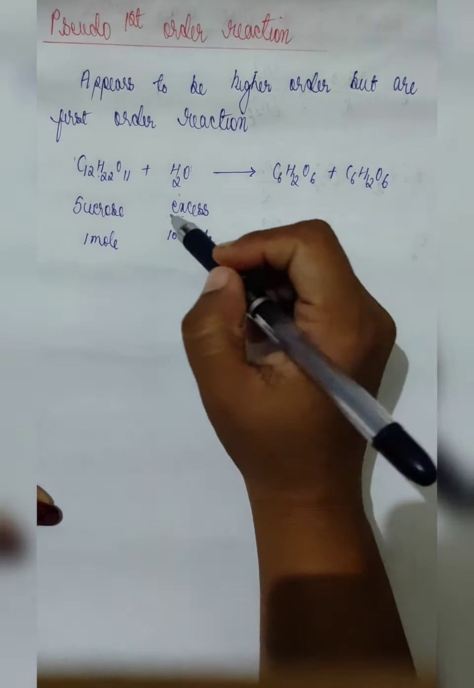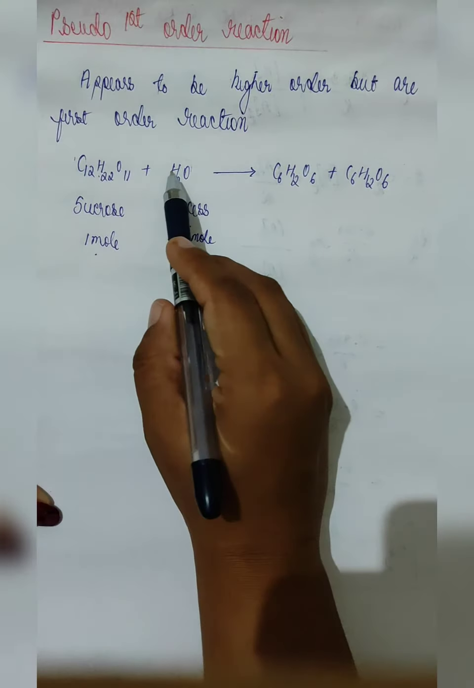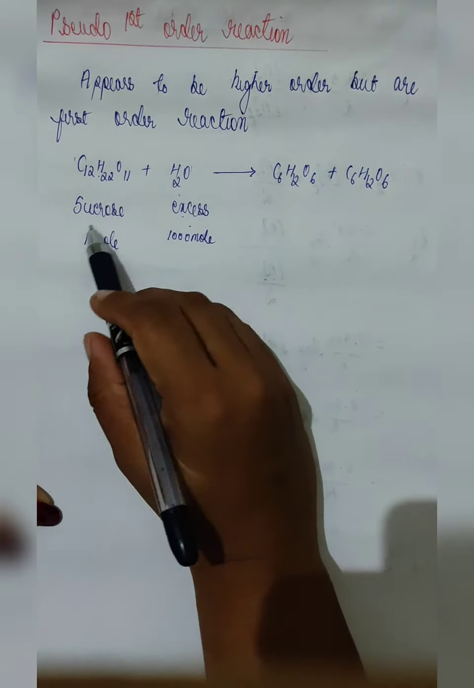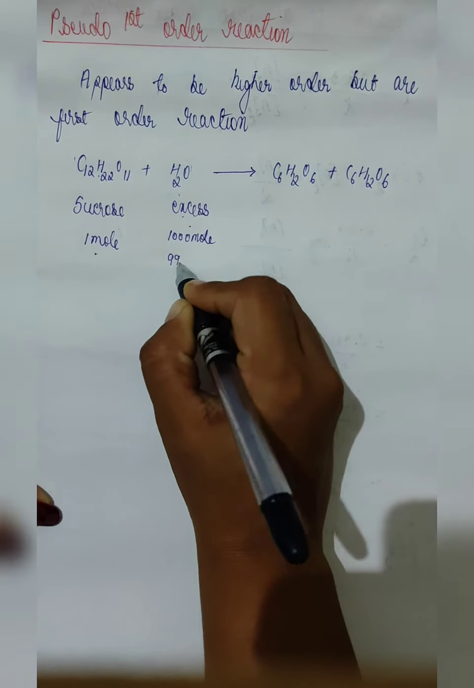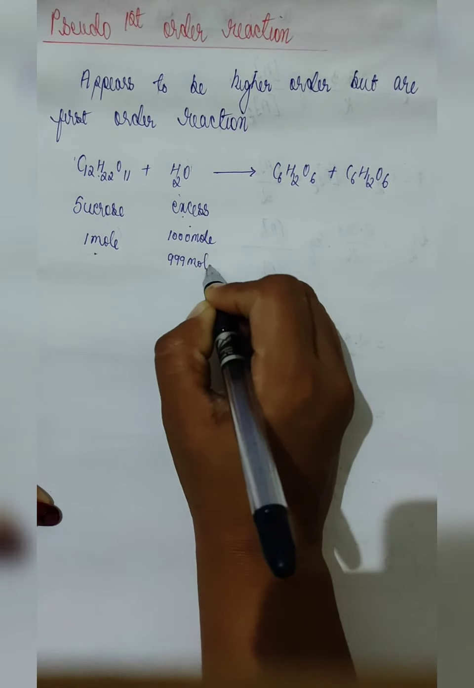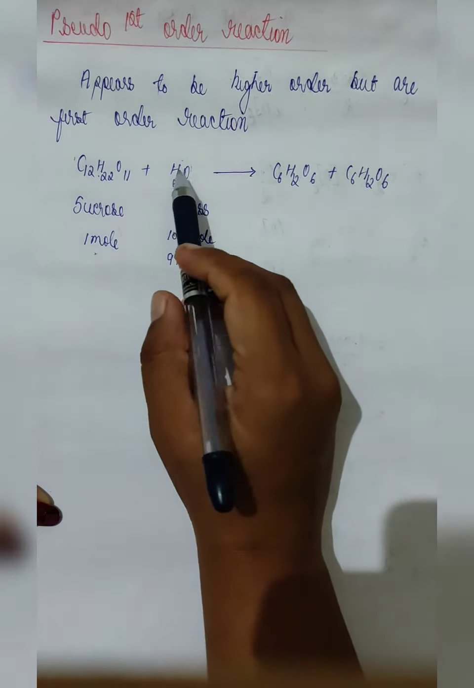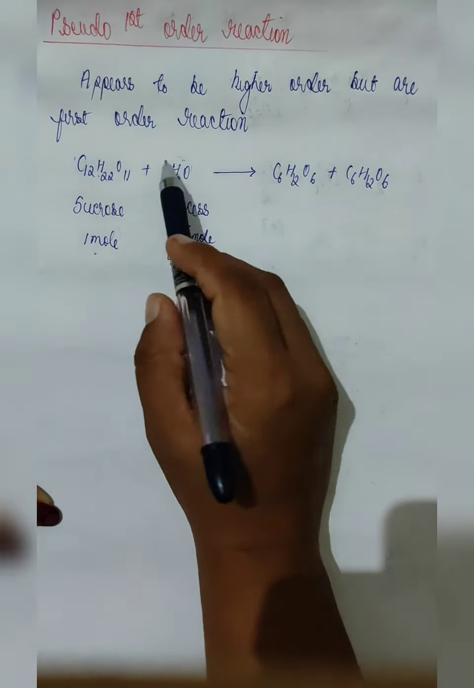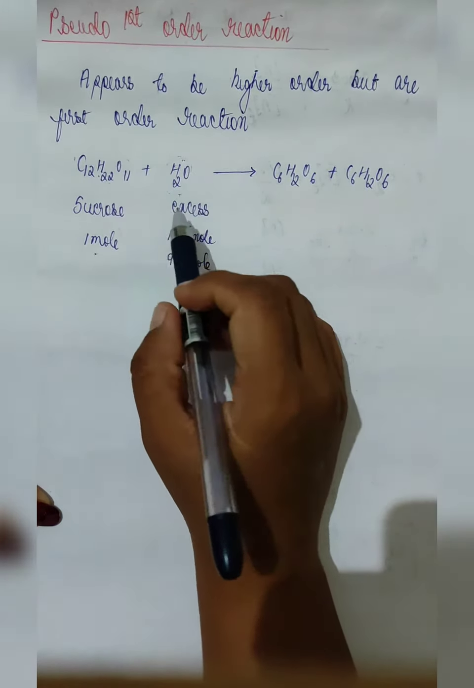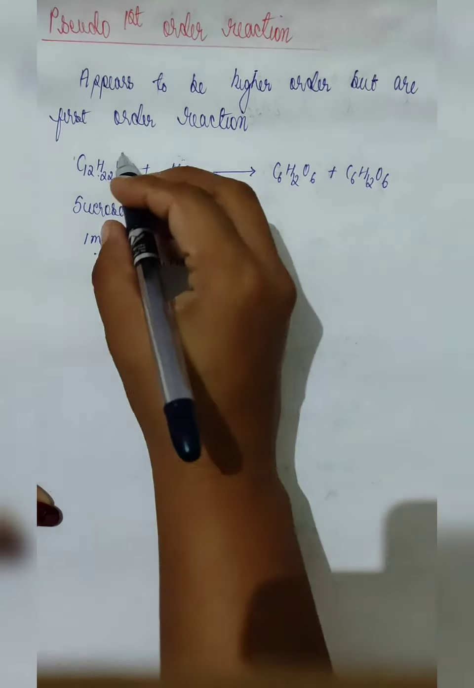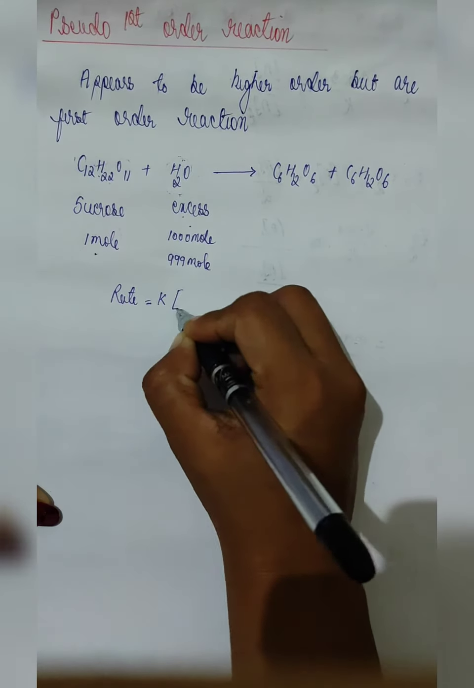Now here 1 mole will react with only 1 mole of water. So 1 mole reacts with 1 mole of water. How many moles are left? 999 mole of water is left out. Now there will be no change in the concentration of water, but the concentration of sucrose will change. There will be no change in the concentration of water. It will remain constant. Now logically it should follow second order reaction.